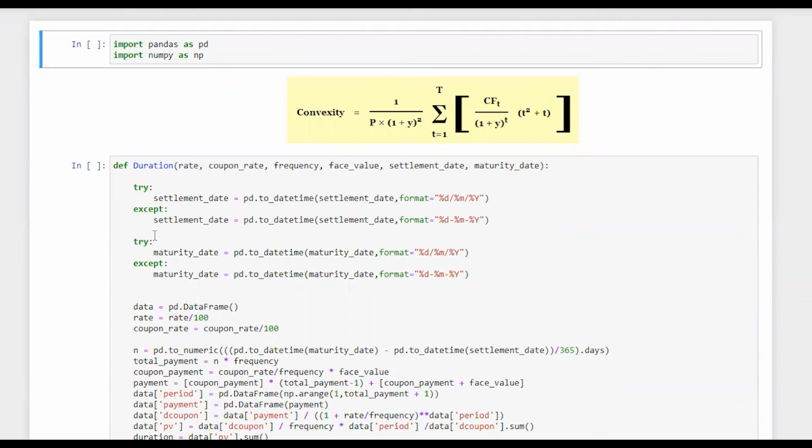Hi everyone, this is Alfine, and today we are going to calculate price change by using duration and convexity.